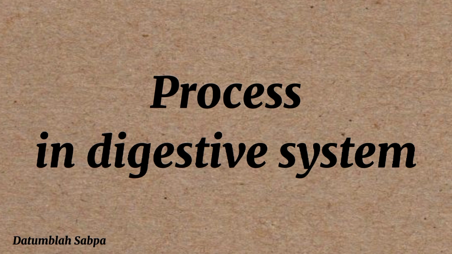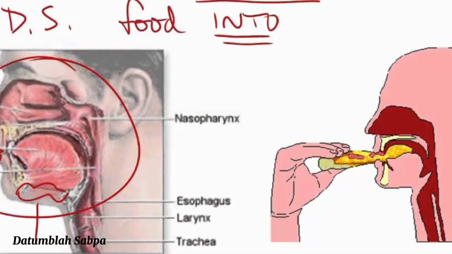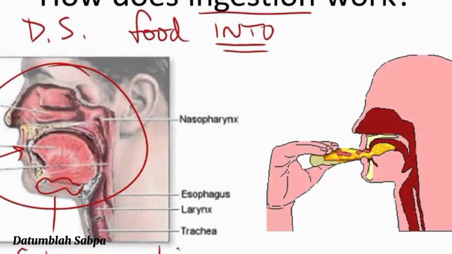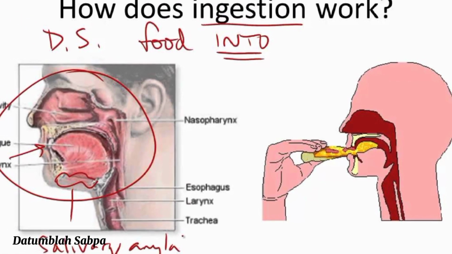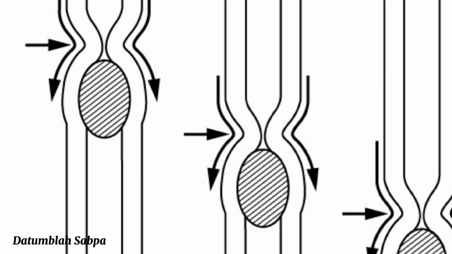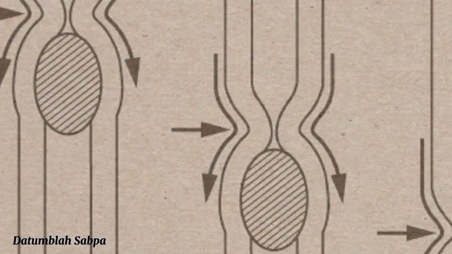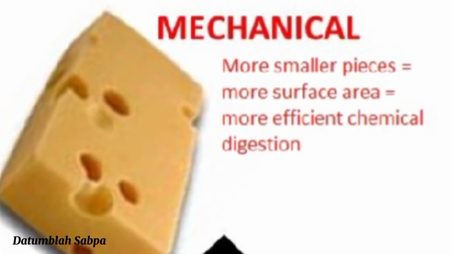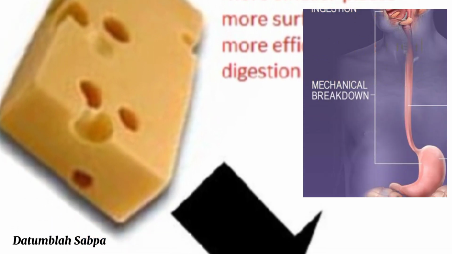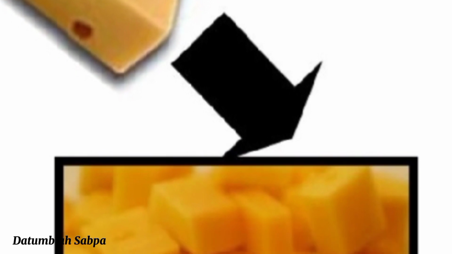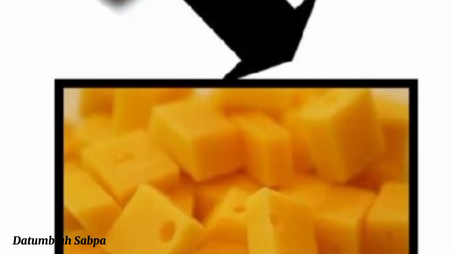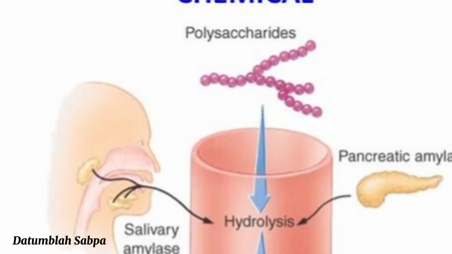Processes in the digestive system. First is ingestion. Ingestion refers to the entry of food into the alimentary canal through the mouth. The second process is propulsion, which refers to the movement of food through the digestive tract. Next is mechanical digestion. Mechanical digestion is a purely physical process that does not change the chemical nature of the food.